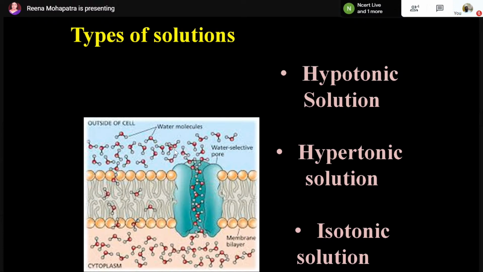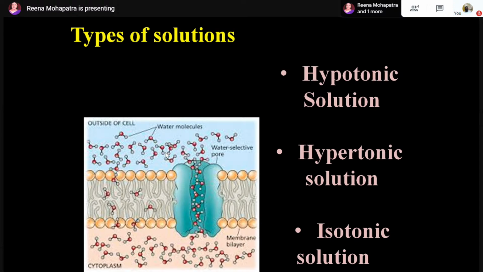Now see outside the cell, if the solute concentration is less, then we use the term hypotonic solution. Hypo means lower, tonic refers to solute concentration, so if solute concentration is less, it is a hypotonic solution. That means in a hypotonic solution, solute will be less and solvent will be more. In other words, you can also call it a dilute solution. You know, hypotonic and dilute are comparative terms. There must be a particular type of solution in relation to which we decide whether it is dilute or concentrated.